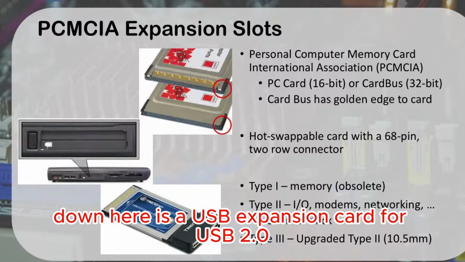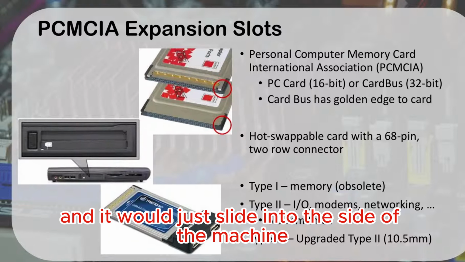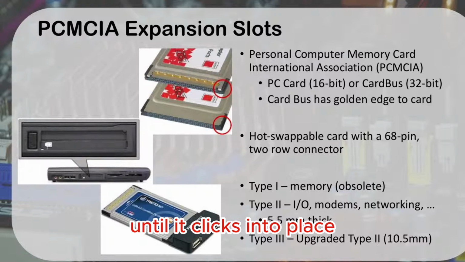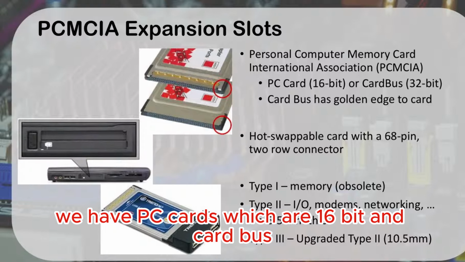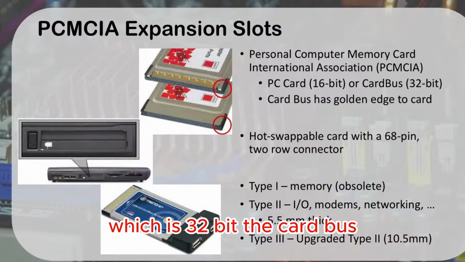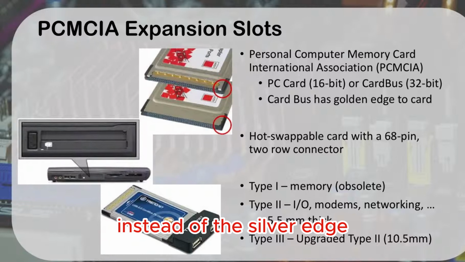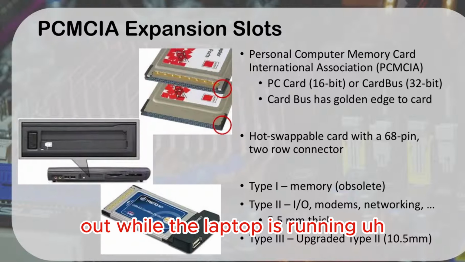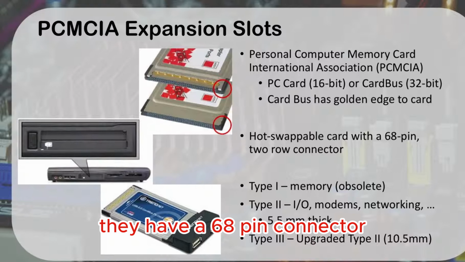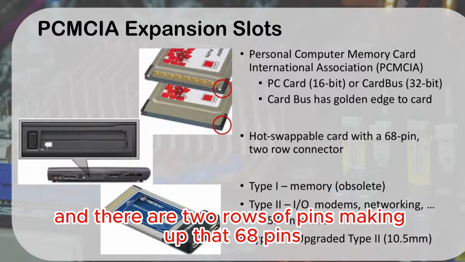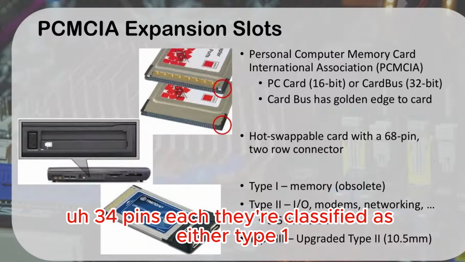Down here is a USB expansion card for USB 2.0, and it would just slide into the side of the machine until it clicked into place. We have PC cards, which are 16-bit, and CardBus, which is 32-bit. The CardBus, you could tell what they are because they have this golden edge to them instead of the silver edge. They're hot swappable, so you could take them in and out while the laptop is running. They have a 68-pin connector, and there are 2 rows of pins making up that 68 pins, 34 pins each.